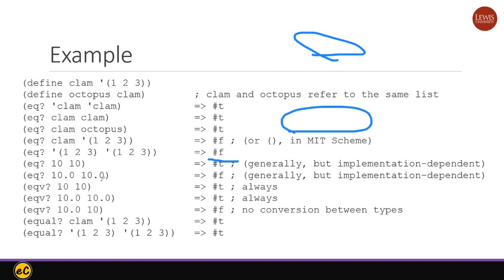EQ 10.0, 10.0, they are the same value. EQ 10, 10, they are the same value. EQ 10, 10, 10.0, 10.0, they are the same value. EQ 10.0 and 10 is not the same, one integer, one real value.